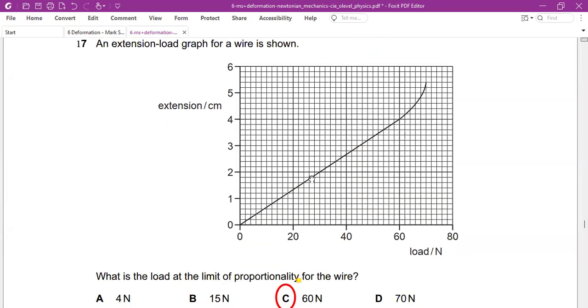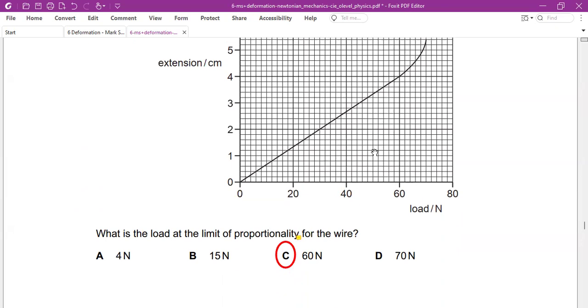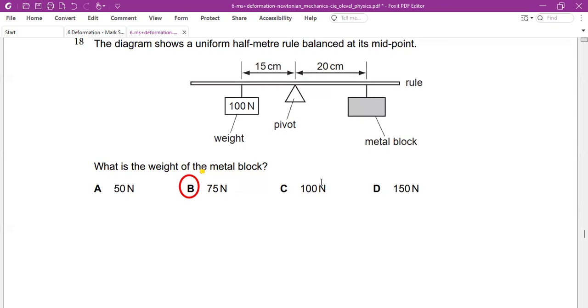This is an extension load graph. So the limit of proportionality lies at 60 Newton load. After this, it takes the curve. And here, this is not from this one, so ignore this. Just look at the answer. You can work it out yourself.